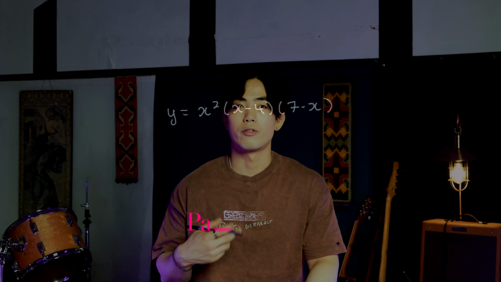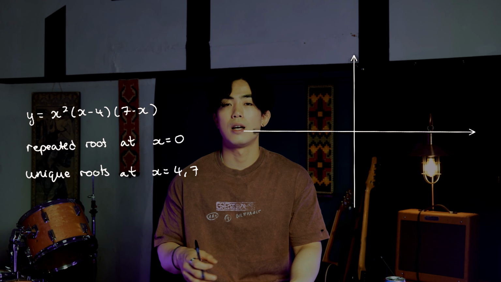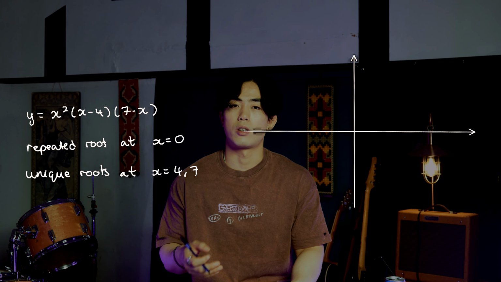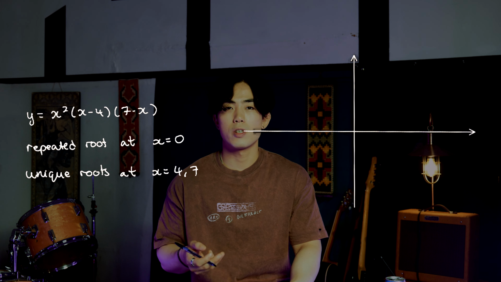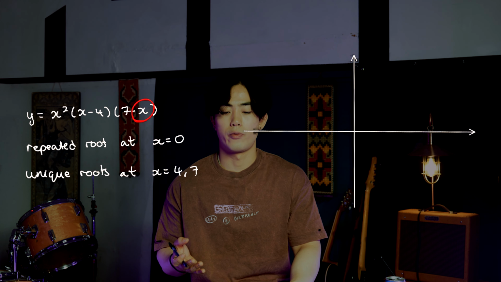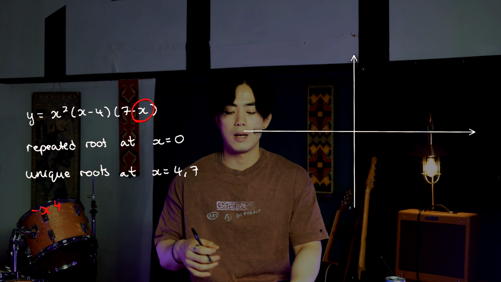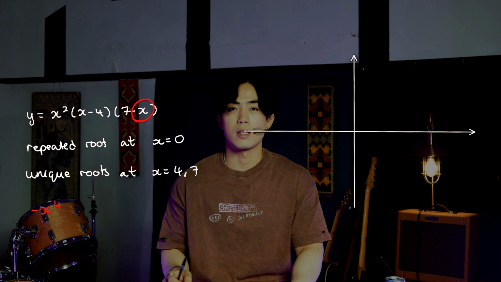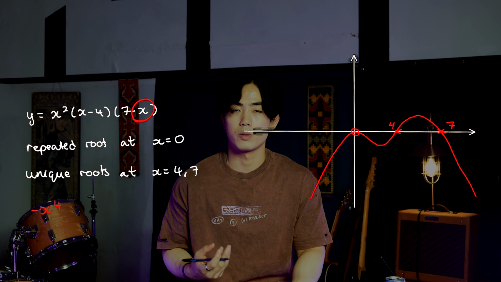Right, so let's try this example here. So we know it's got a repeated root at x is 0 and unique roots at x is 4 and 7. So at x is 0, it's going to touch the x-axis, whereas when x is 4 and 7, it's going to cross the x-axis. We also notice that it's a negative x to the power 4 coefficient due to this term here, and therefore it's going to look something like this, more like an upside down W.